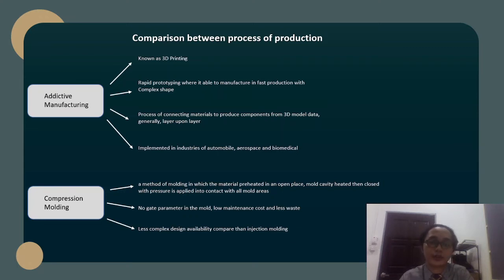The difference is there is no gate in compression molding. The advantage of this process is no mark defect because there is no gate on it, the maintenance is low, and the waste produced is also low. However, the design availability in this process is less complex compared to injection molding.